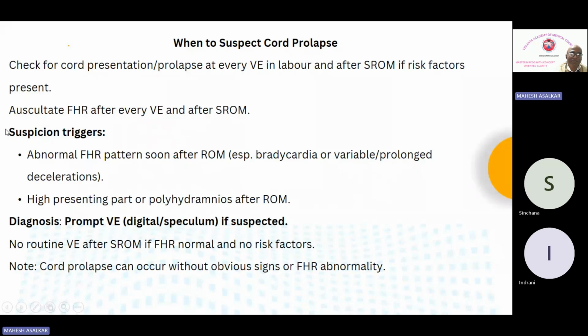Now, what are the suspicion triggers? If there is abnormal FHR soon after rupture of membranes, especially bradycardia or variable or prolonged deceleration, a high presenting part, or polyhydramnios after rupture of membranes. Then diagnosis will be by prompt vaginal examination or speculum examination if suspected. No routine vaginal examination after SROM if FHR is normal and there are no risk factors. Okay.